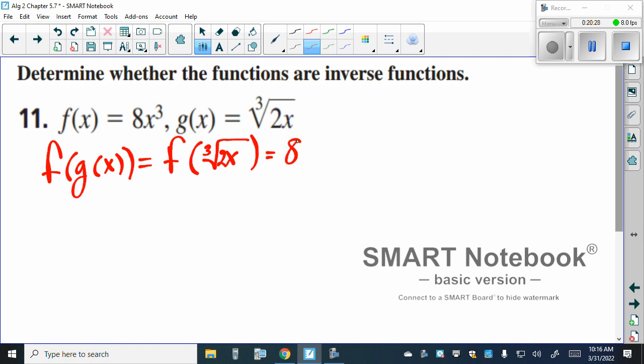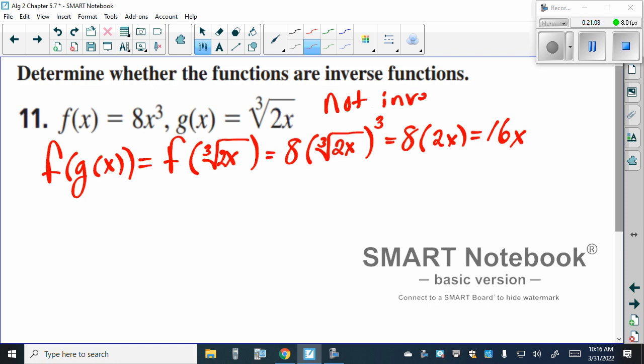Now we plug this into f of x, replacing the x with our cubed root of 2x. So we'll have 8 times the cubed root of 2x, cubed. Well, the cubed and the cubed root will cancel each other out, yes? Leaving us with 8 times 2x, which is 16x. Is that what we wanted? No, we needed it to be just x, yes? So, not inverses.